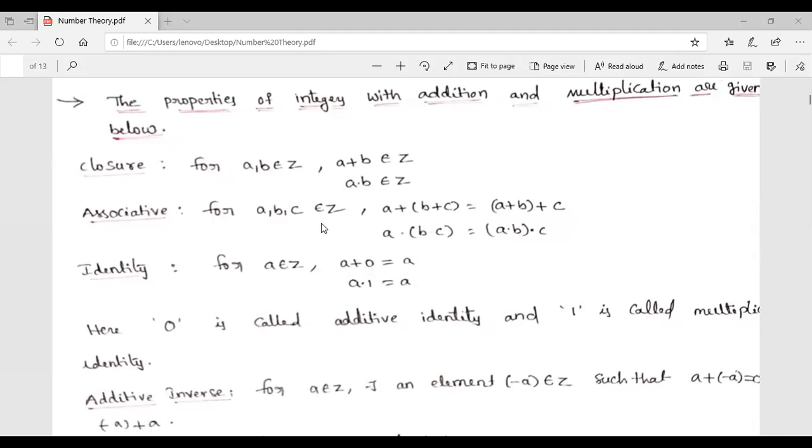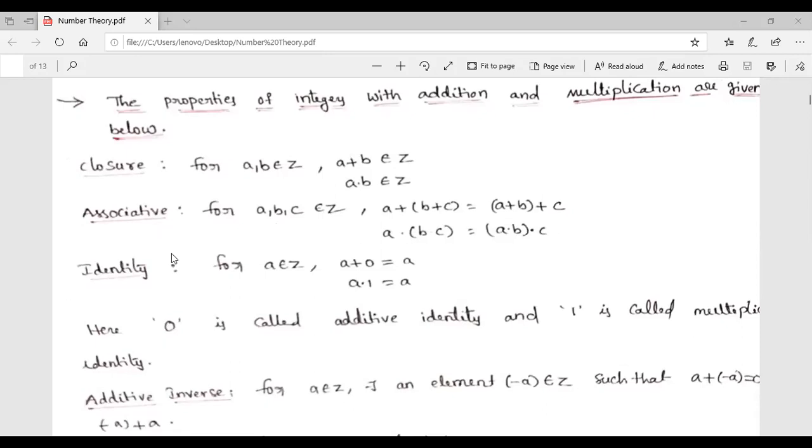Okay. So associative. For a, b, c belongs to Z, a plus b plus c is equal to a plus b plus c, and under multiplication, a into bc is equal to a into b into c. So we consider three elements a, b, c in the integer set. If these elements satisfy the property a plus b plus c is equal to a plus b plus c, and with respect to multiplication, a into bc is equal to a into b into c, then we say that the integer set satisfies the associative property.